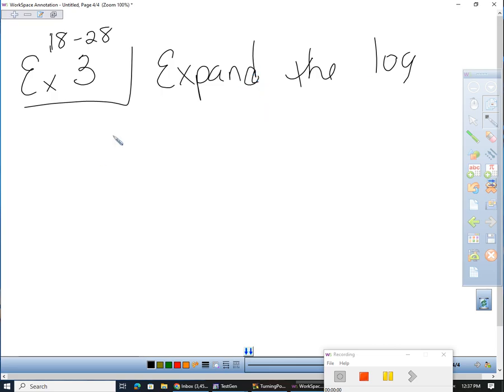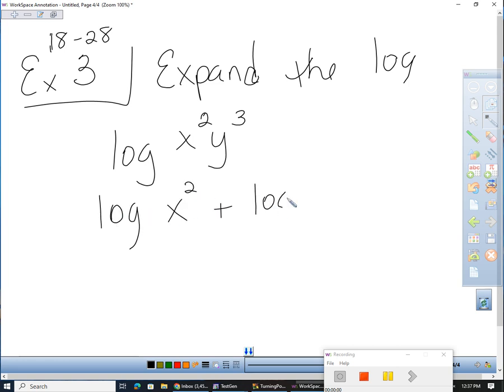So let's say I have log of x squared y to the third. So x squared and y to the third are multiplying. So in the log world, that means we're going to add. So I have log x squared plus log y to the third.